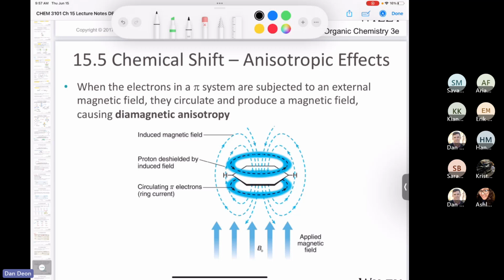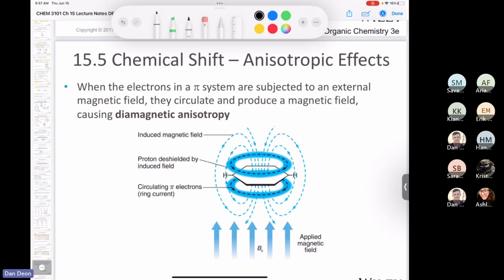All right, let's take a look at one more topic here, which is diamagnetic anisotropy. We'll do a problem on chemical shifts, and then we'll take another break before we tackle integration and multiplicity. So check this out. This is a really neat effect that you need to know about.